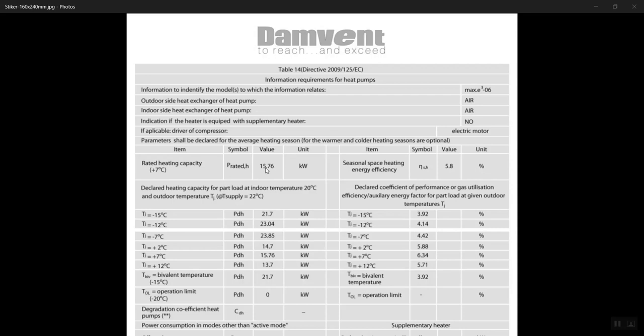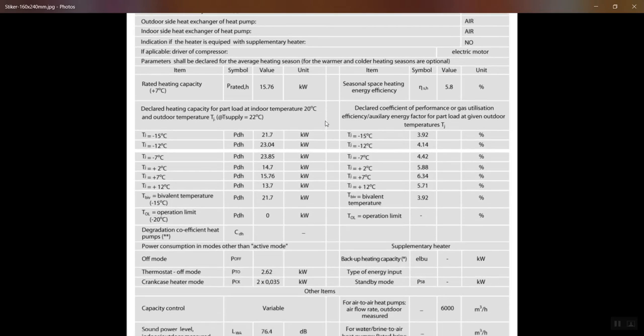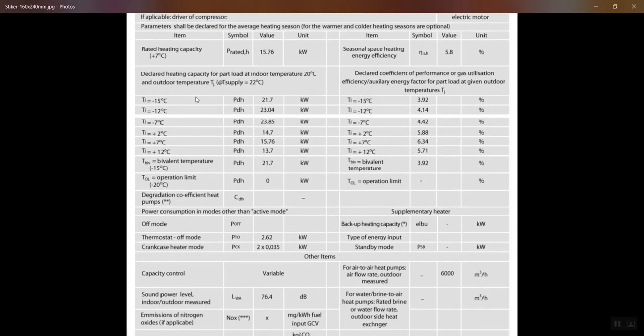The rated heating capacity, in our case, is at plus 7 degrees ambient temperature. We provide the capacity. This one, the seasonal space heating energy efficiency, is for us the most important parameter in the whole table, but we will get back to it at the end, because there we need to spend some more time.